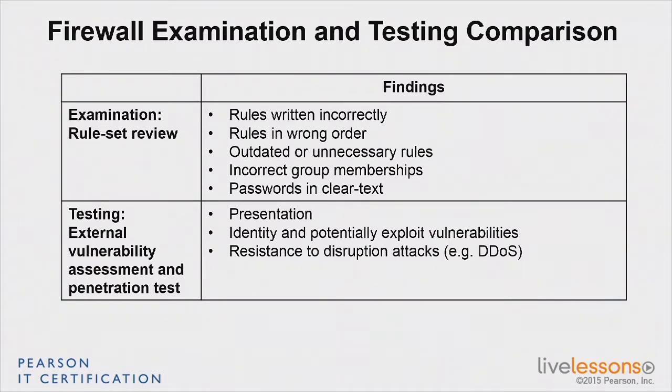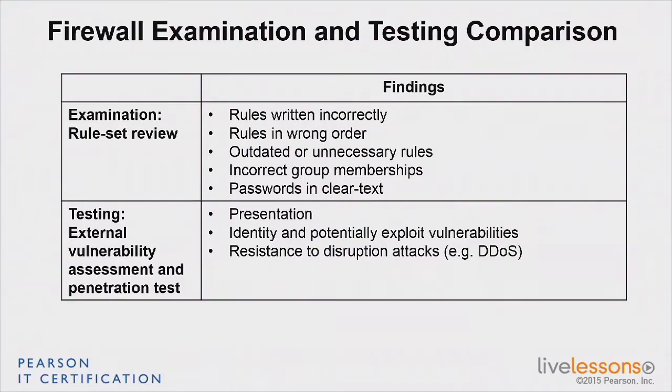But if we did some testing, let's say we did an external vulnerability assessment and penetration test, so we're coming in from the outside without knowledge of the rule set, without knowledge of the configuration, just to see how the firewall is responding. How does it present itself, or how does it look to the outsider? We might be able to identify and potentially exploit vulnerabilities, and we would be able to test the resistance to disruption attacks such as distributed denial of service, or DDoS. So you can see here the difference between examination and testing, but what's important to remember is these are very complementary. And for a number of our controls, we're going to want to be doing both examination and testing.